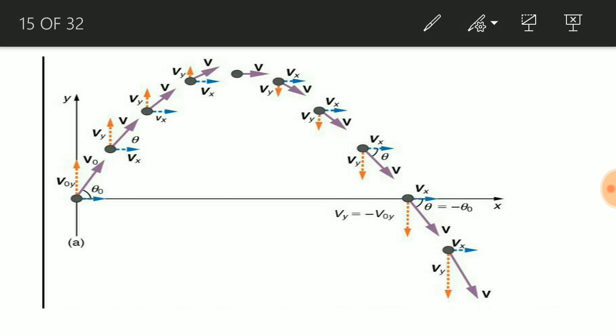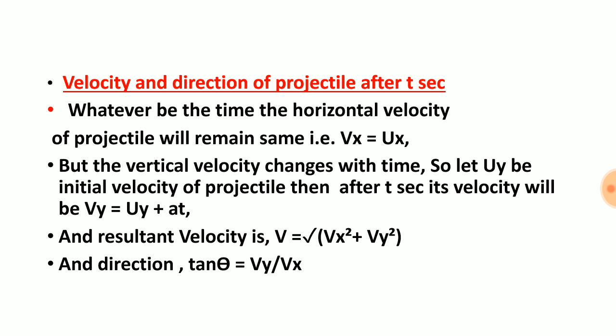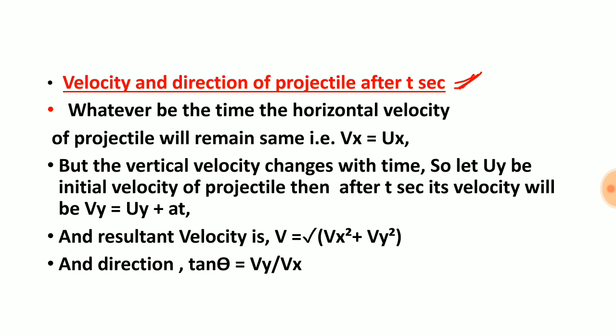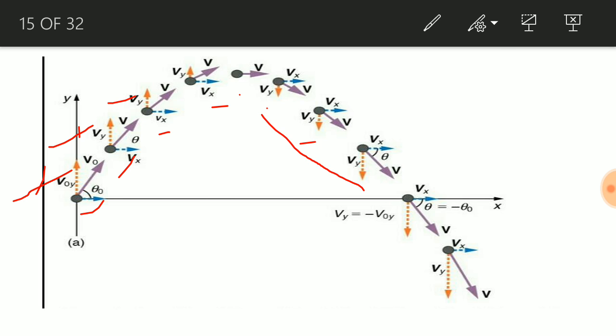Now let us see this. In this diagram, the initial velocity of x is the same in all cases because the x-axis remains the same, but the velocity of y is decreasing, and here it is 0, and again it is going towards the negative axis. If you see, vy is decreasing, and then it is going towards the negative axis. Now this is the important part in this question. In this type of question, we need to take care of 2-3 things: velocity and direction of the projectile after t second.